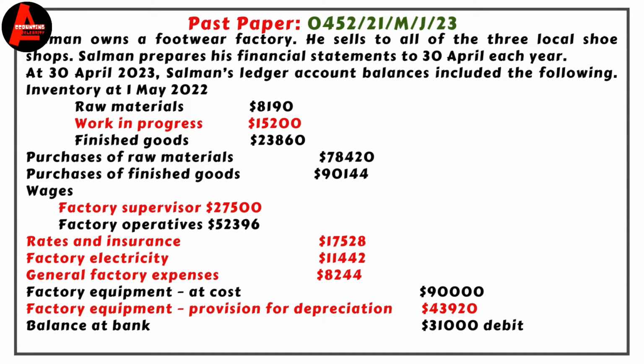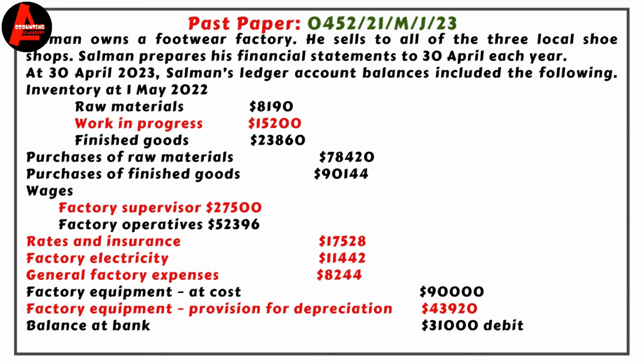What is there in the question? Salman owns a footwear factory. He sells to all of the 3 local shoe shops. Salman prepares his financial statements at 30 April each year. At 30 April 2023, Salman's ledger account balances included the following. So here we see a lot of balances. So these all are not related to the manufacturing account, okay?